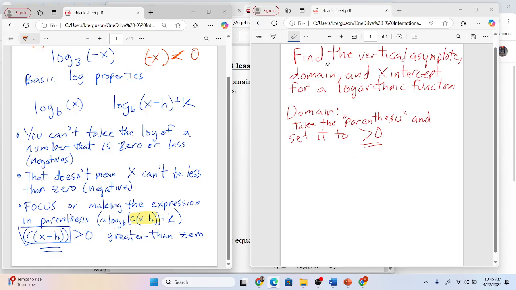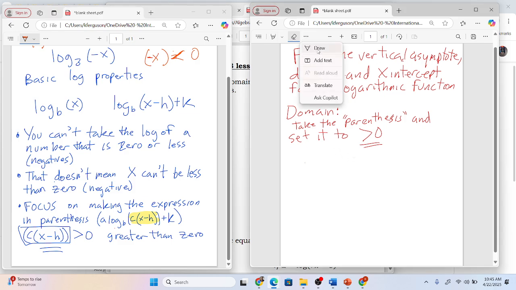Anyway, this is just general stuff that I need you to understand so we can talk about this. On your review, we've got problems where you're given a logarithmic function, or a logarithmic equation, and you're asked to find the vertical asymptote, the domain, and the x-intercept. For the domain, what you need to do is take the parentheses part of your log and set it to greater than 0. So what do I mean? Well, let's do an example.